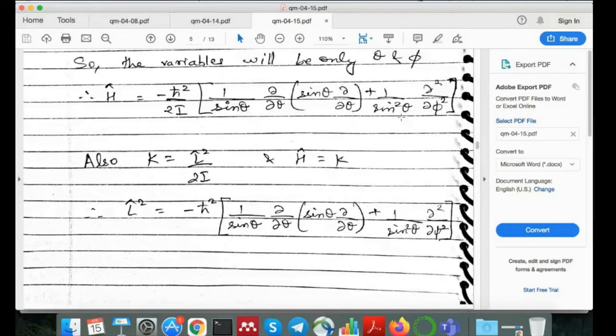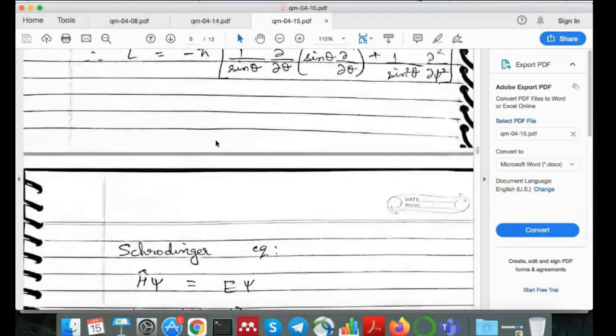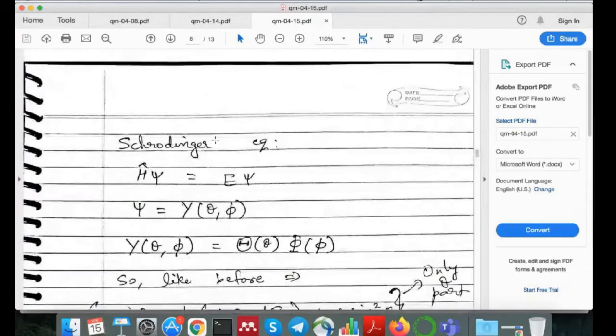Now we have to solve. What we have to do is apply this Hamiltonian onto an eigenfunction and try to solve for the eigenfunction as well as the energy value. Same kind of thing that we have been doing all along. We need to solve for psi and E. So let's apply the Schrodinger equation, H psi is equal to E psi.